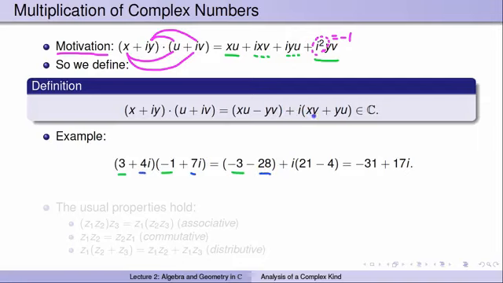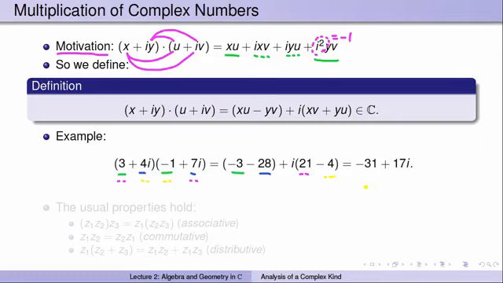Then I'm going to get the imaginary part by taking x and multiplying it with v. So 3 times 7, that's this 21. And finally, I take y times u. So this is y, and u is here. So 4 times minus 1 is minus 4. Then I simplify. Minus 3 minus 28 is minus 31, and 21 minus 4 is 17. So the result of this product is again a complex number, and it is minus 31 plus 17i.